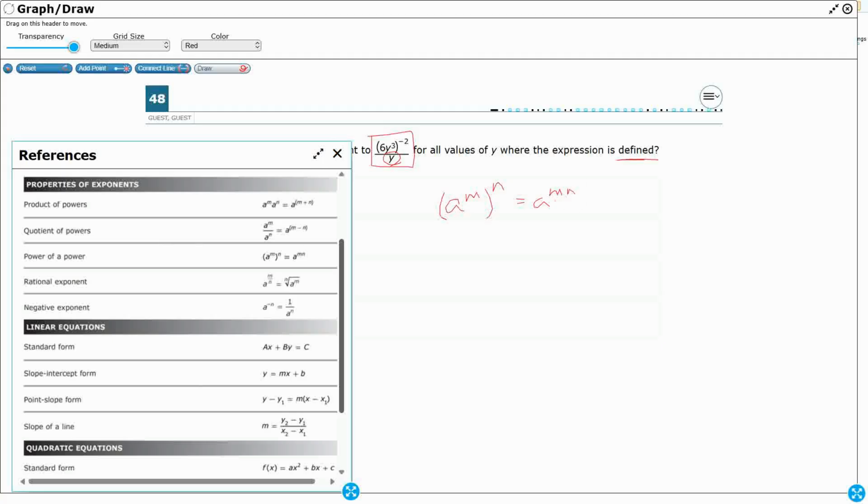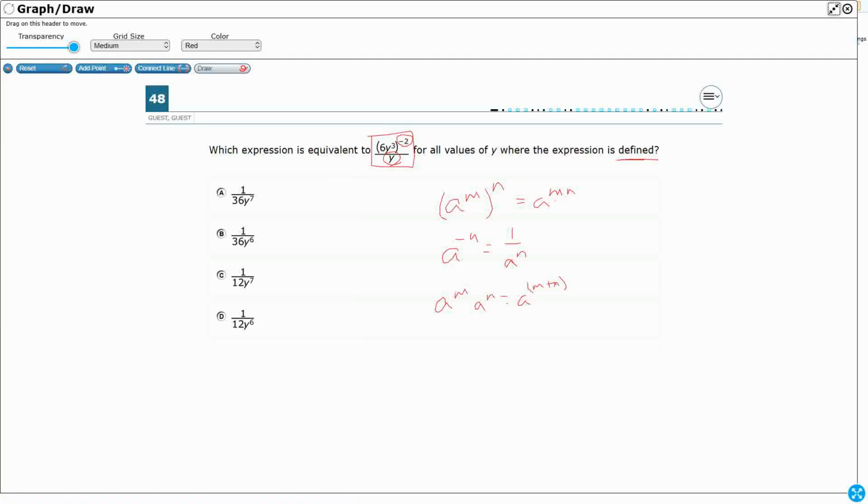And then I'm also seeing a negative exponent. It's this -2. It's not only a power of a power, but it's a negative power of a power. So a to the negative n equals 1 over a to the n. And then eventually we might get a product of powers: a to the m times a to the n equals a to the m plus n, as long as the bases are the same. All right, so I think that's going to be pretty good for us.